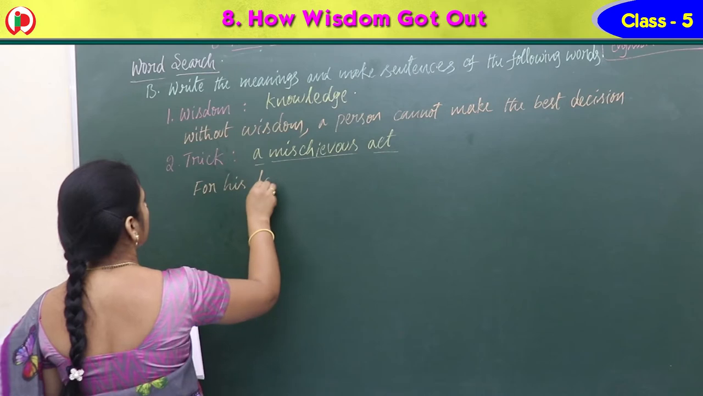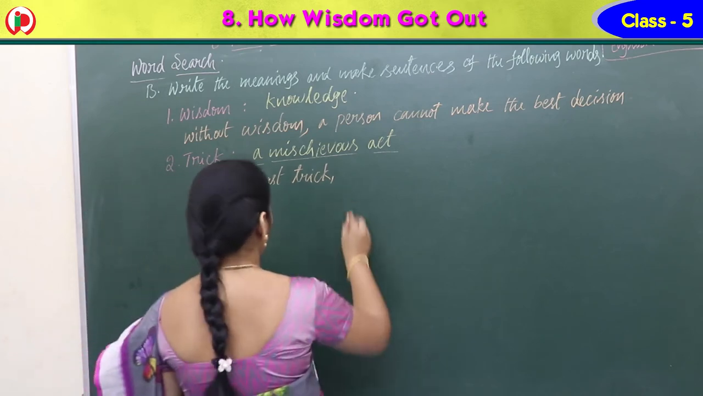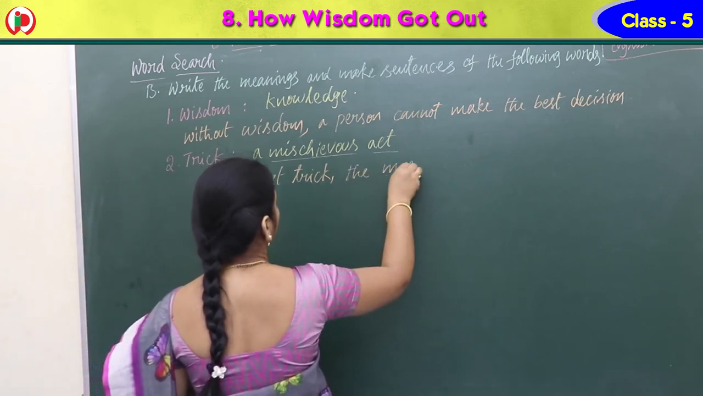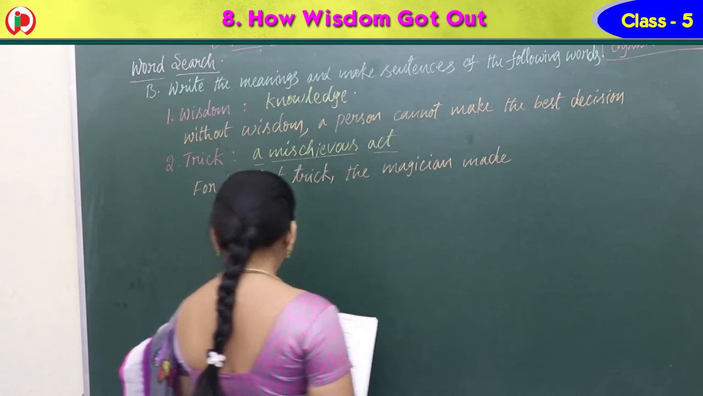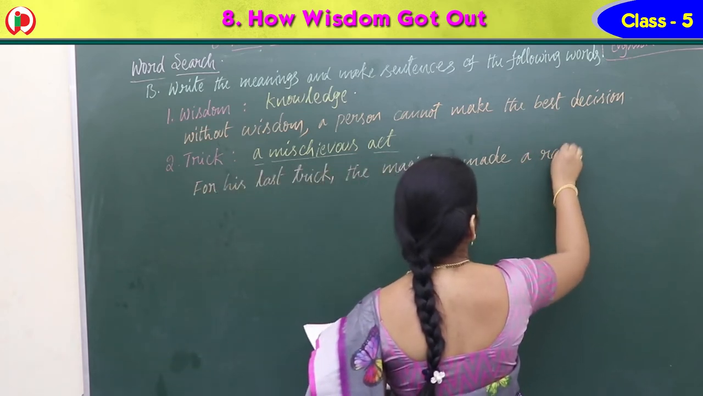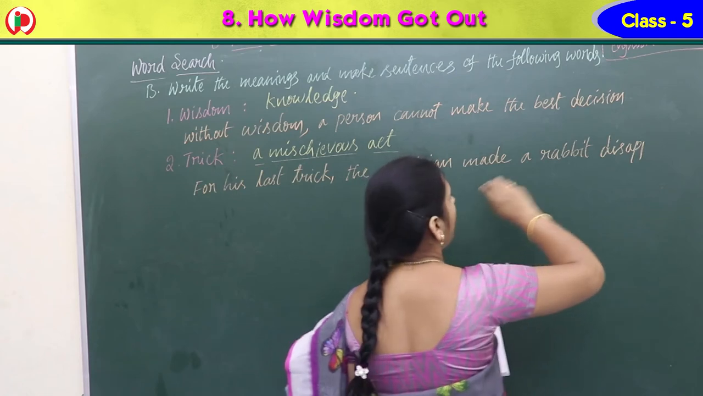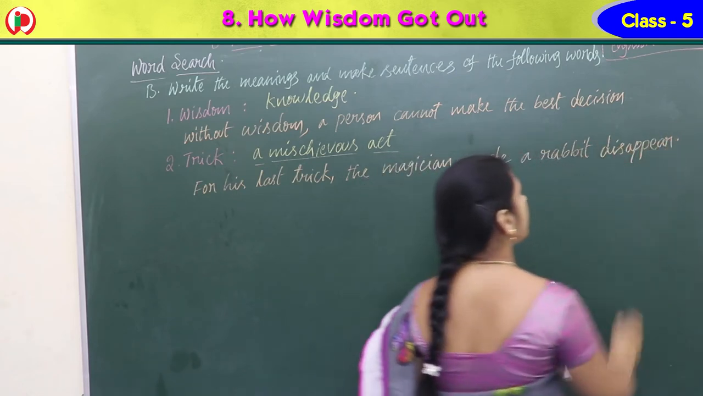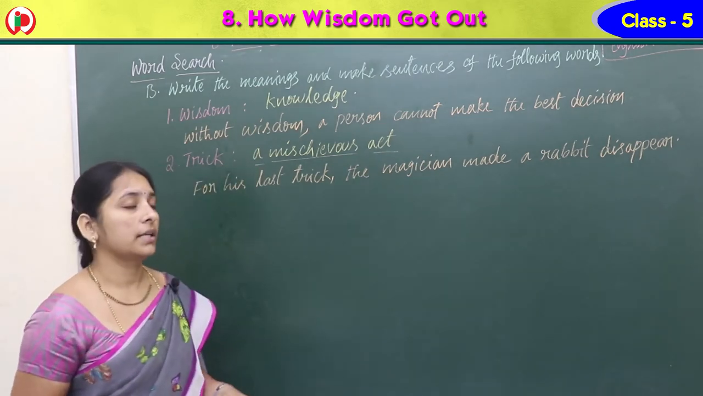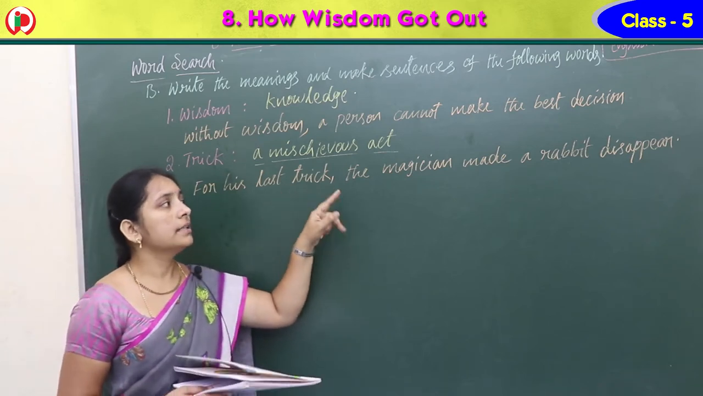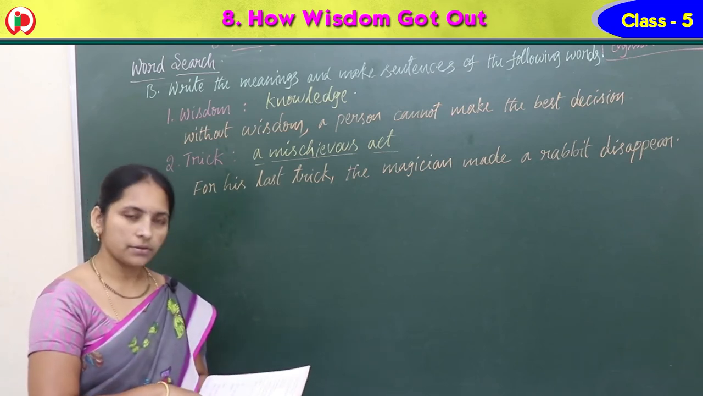For his last trick, the magician made a rabbit disappear. Yes, magicians make some things disappear, and persons also sometimes, na? Yes, so by using tricks only. So for his last trick, the magician made a rabbit disappear. So the rabbit disappeared because of his trick. So that we can write it.